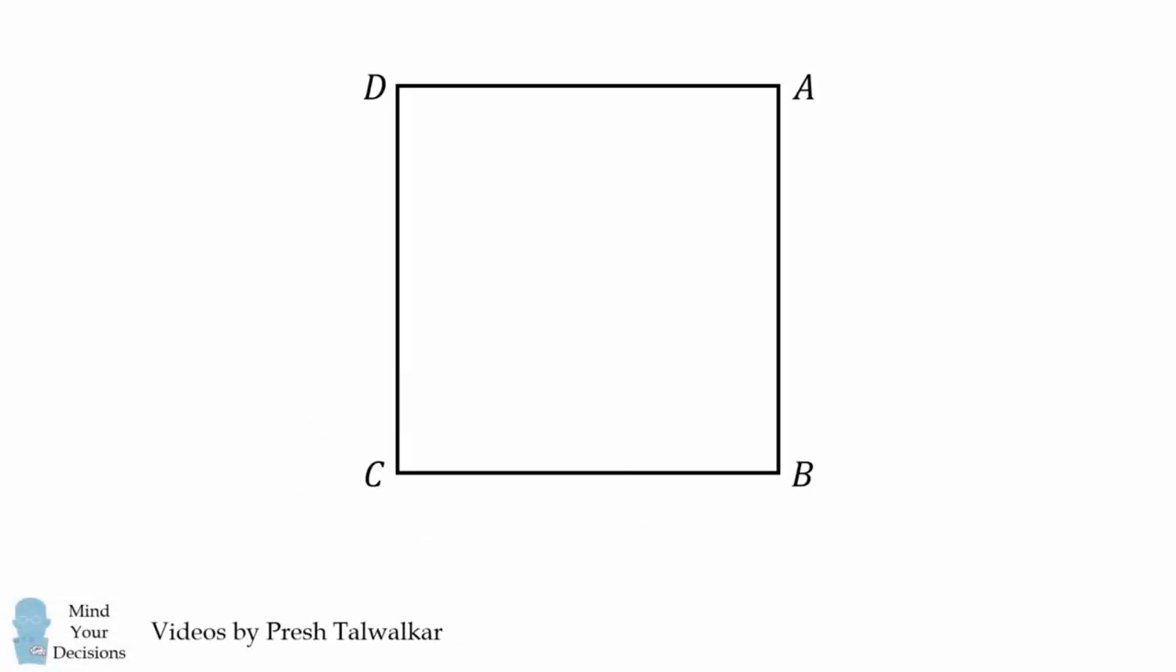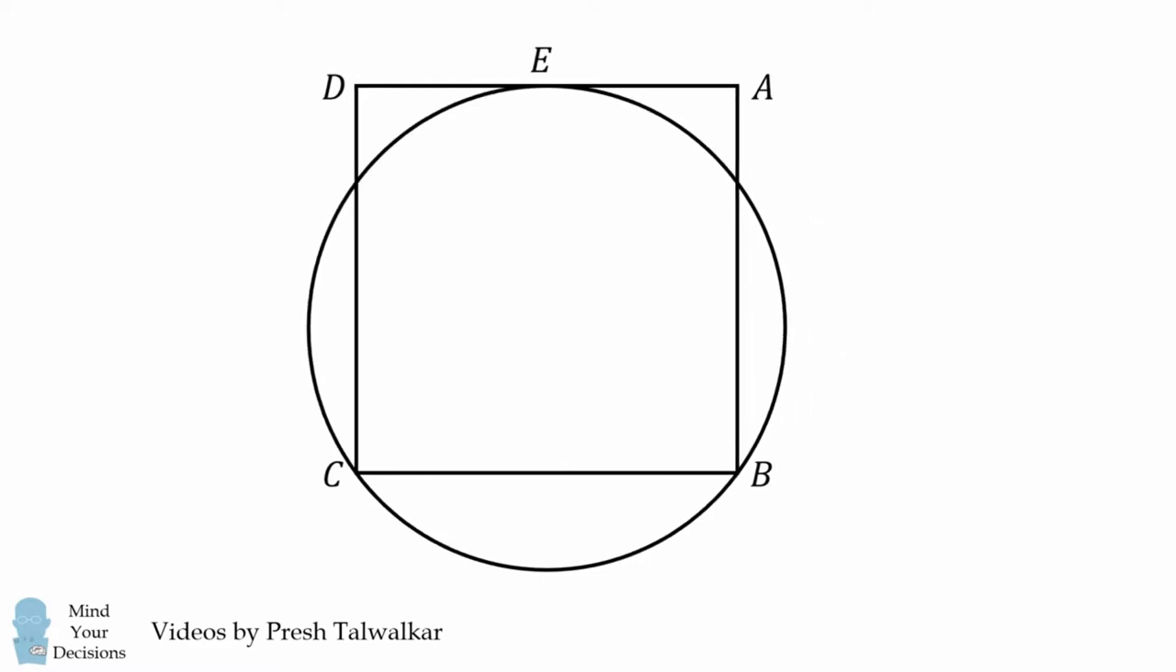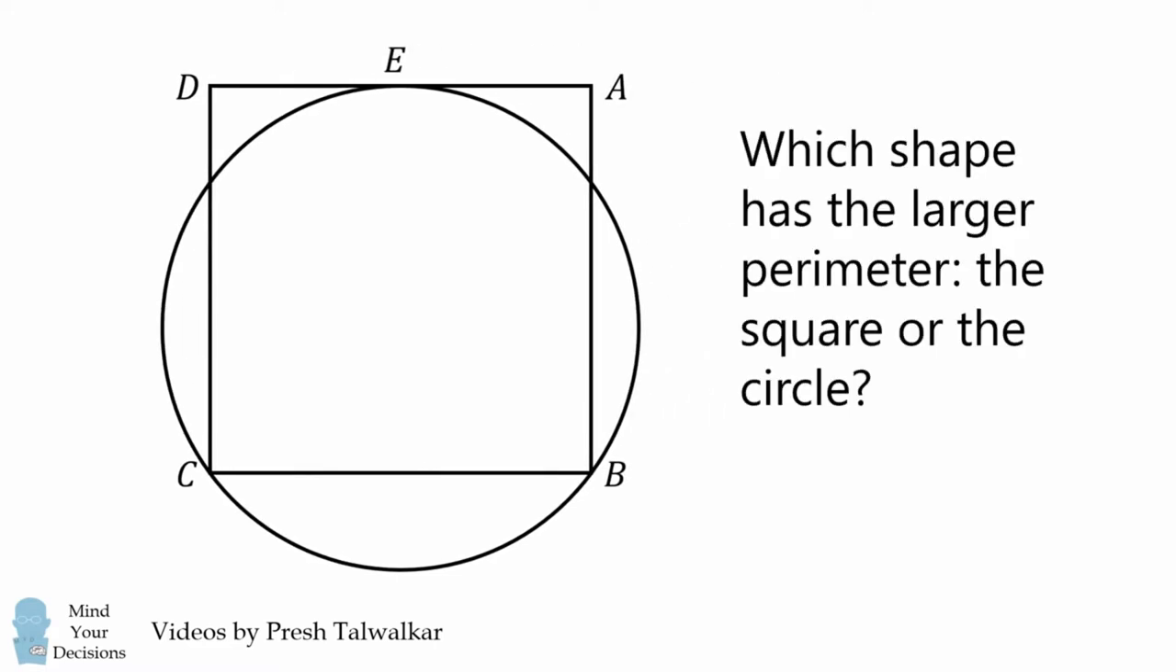In this video, I'm going to look at how we can use LibreCAD to solve a geometry problem. So to start with, let's have a look at the problem. Mind Your Decisions, I'm Presh Talwalkar. In square ABCD, E is the midpoint of AD. Construct a circle between the three points E, B, and C. Which shape has the larger perimeter, the square or the circle?